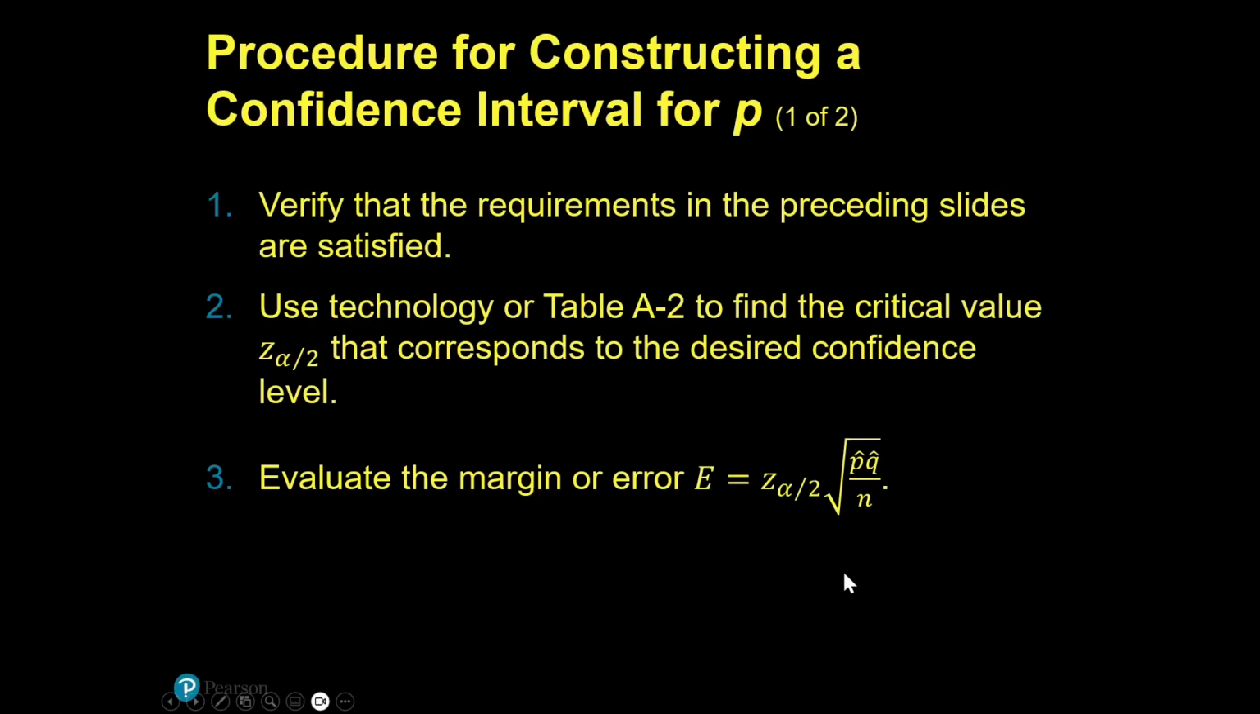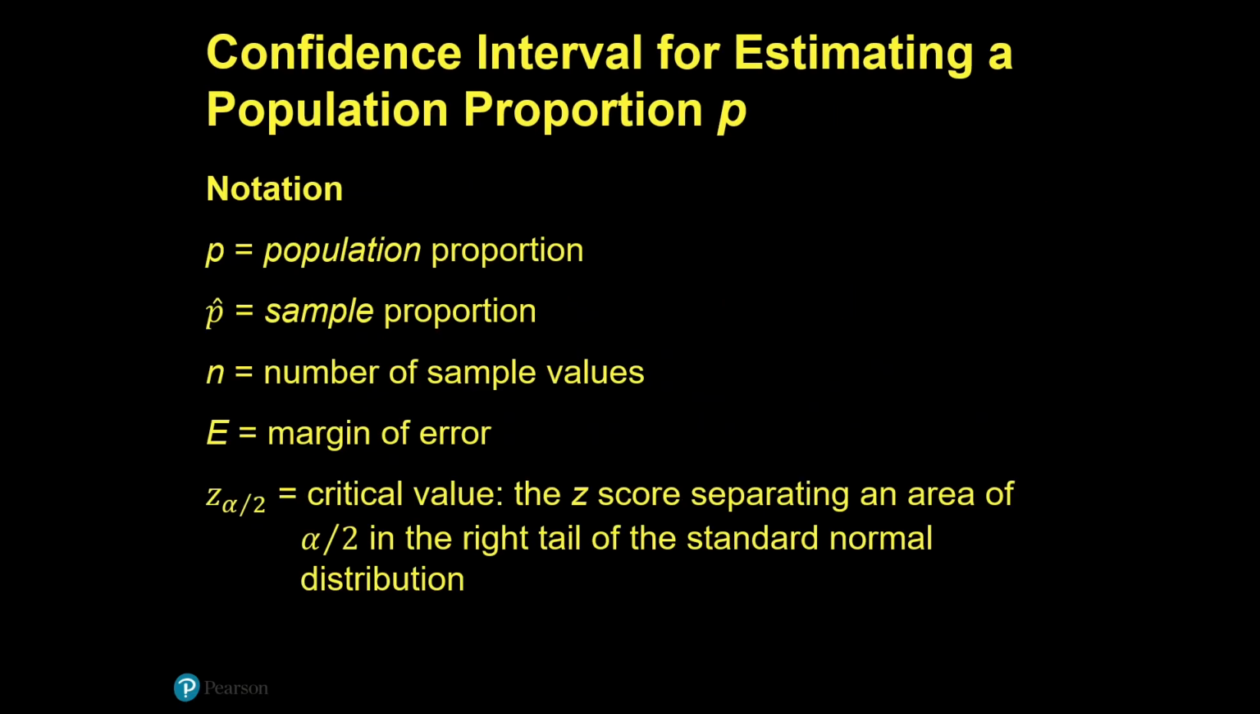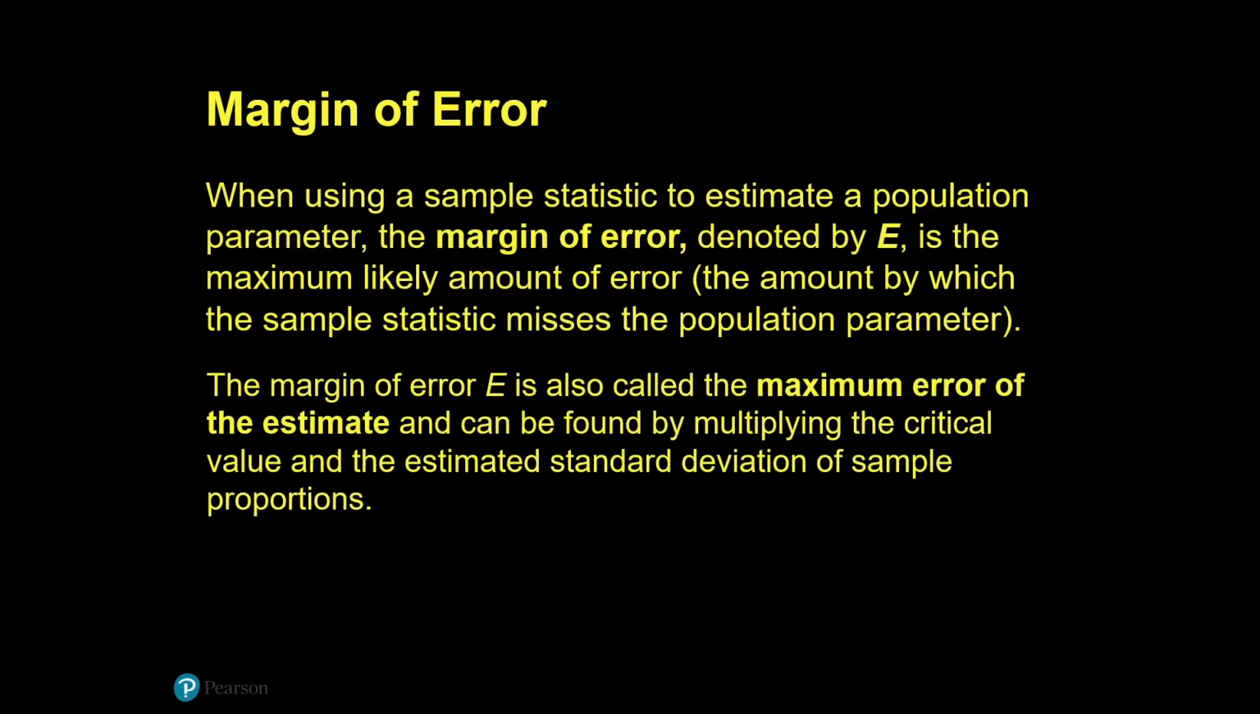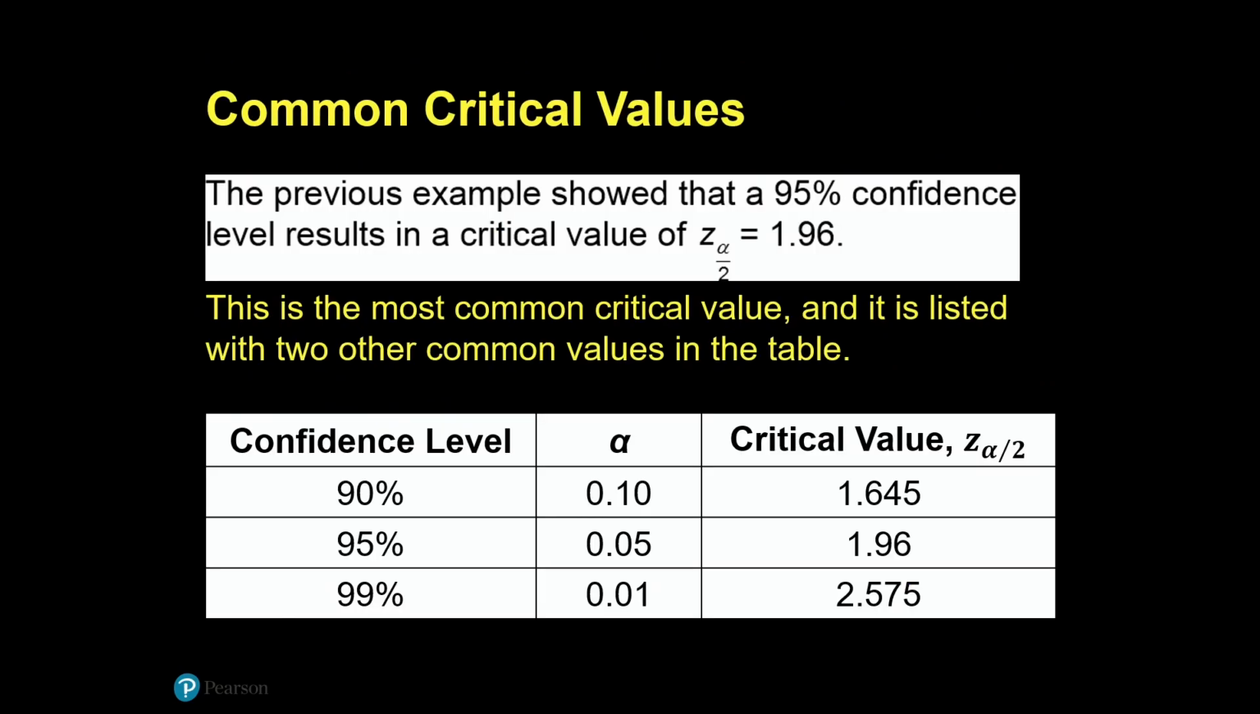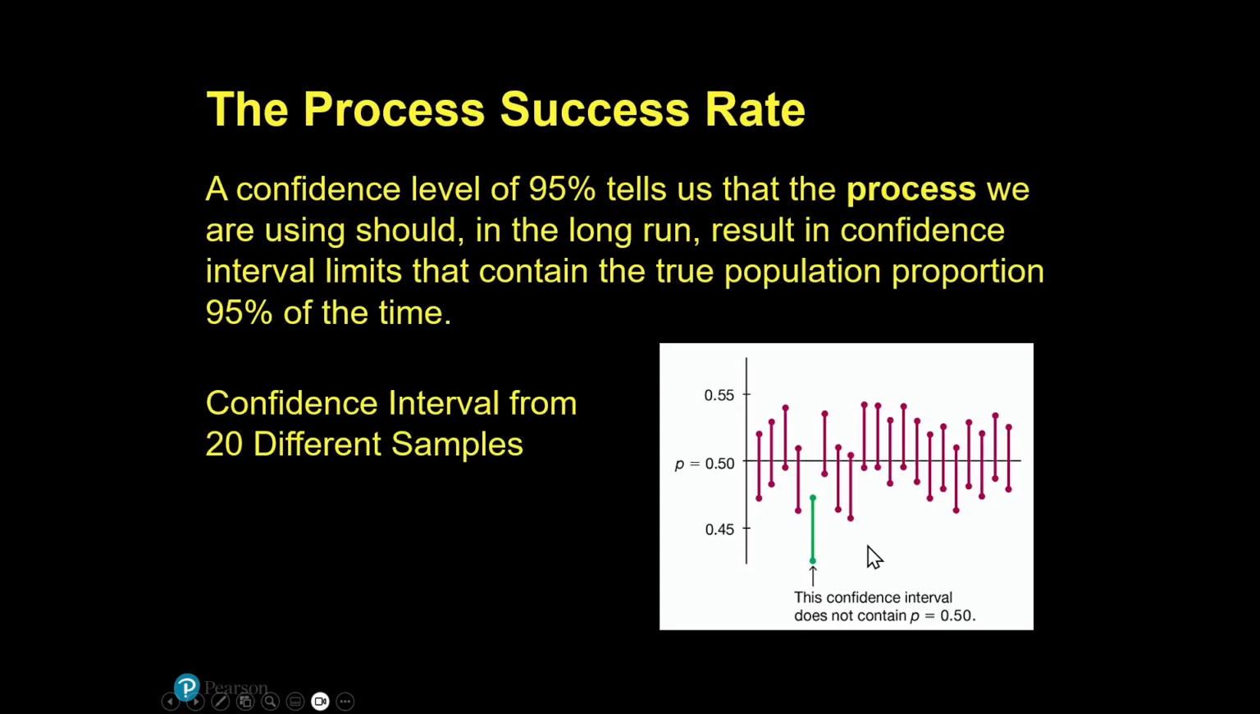Okay, and obviously we need to figure out what z sub alpha over 2 is in order to plug it in. So either on the bottom right corner of table A2, or if you want to go back to the slide where I summarize the margin of error, if our confidence level is 95%, then our critical value z sub alpha over 2 is 1.96. Okay. So hopefully that's not too bad.